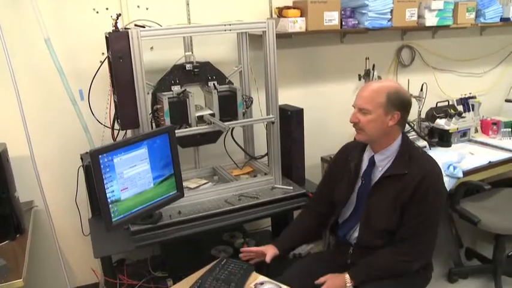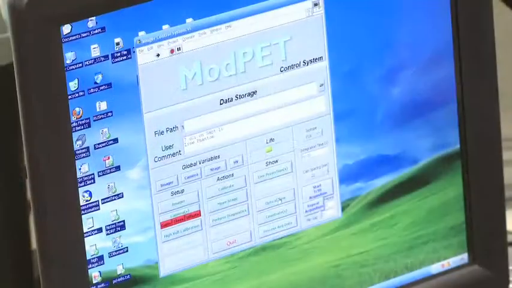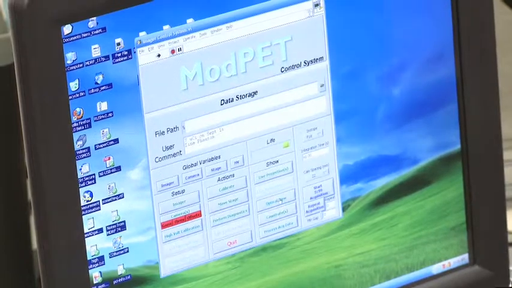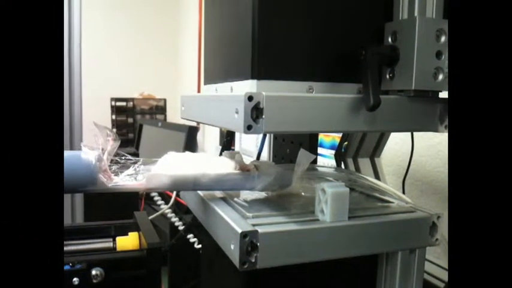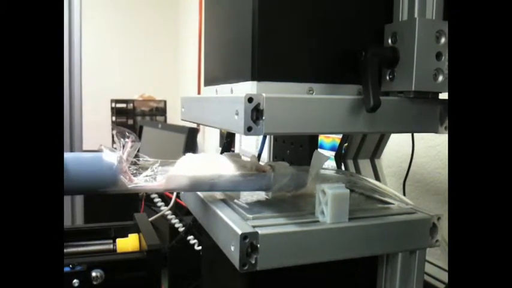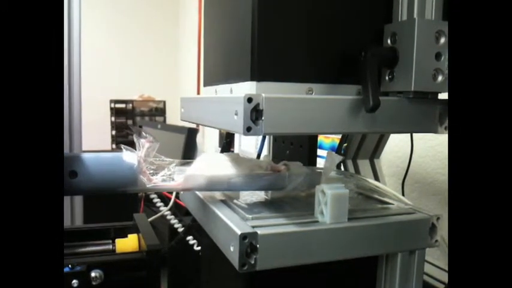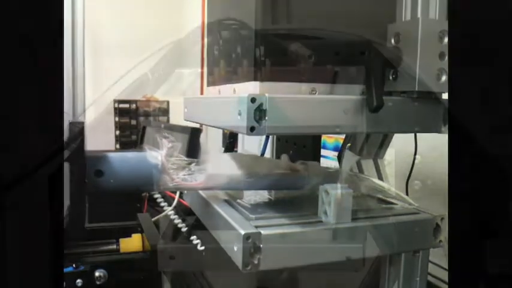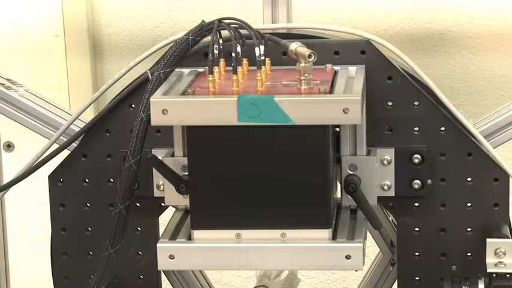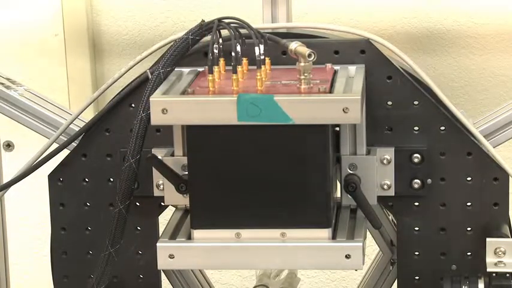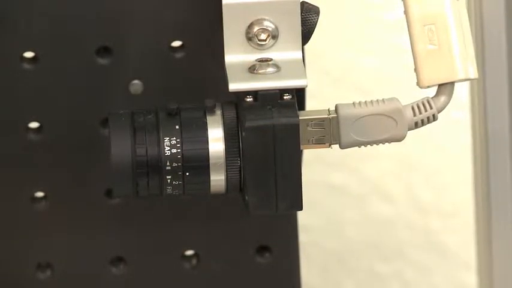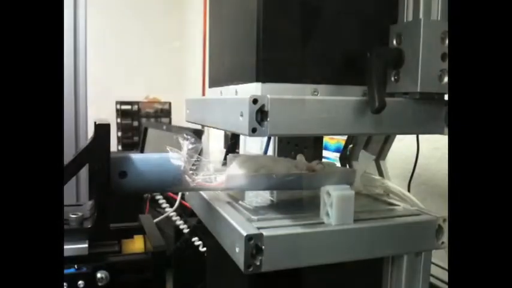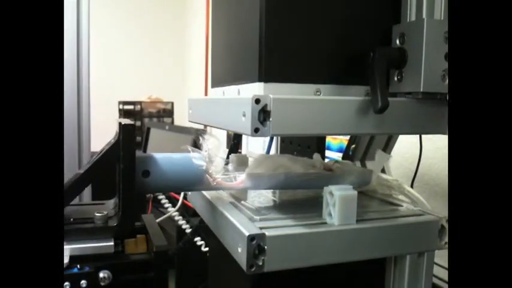This system is known as ModPet. ModPet is a dual modality system. It first shoots an optical image of the mouse or pairs of mice which are on the sample stage, and then you rotate the system in such a way that the gamma ray cameras, which now sit above and below, can be brought down into very close proximity. The novel thing about ModPet is that the cameras are brought down very, very close to the mice, and that allows us to get good angular sampling and get very high quality reconstructed images.